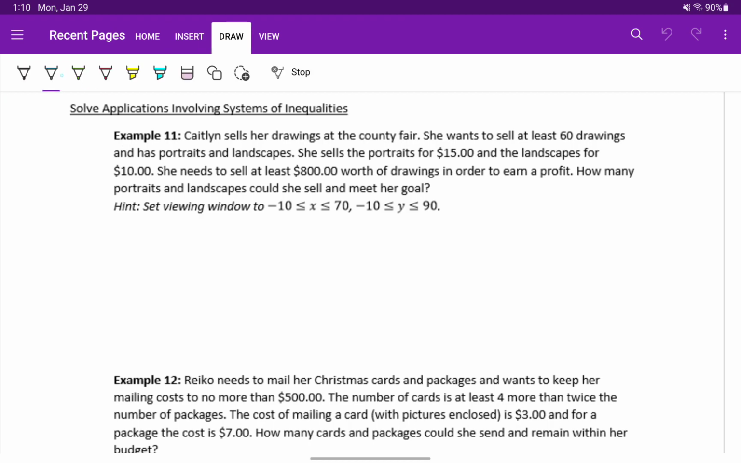First thing we need to do is translate this information into some inequality statements. We know that she wants to sell at least 60 drawings. That means if we let the number of portraits she sells equal x, and the number of landscapes equal y, that combined number needs to be at least 60, so x + y is greater than or equal to 60.